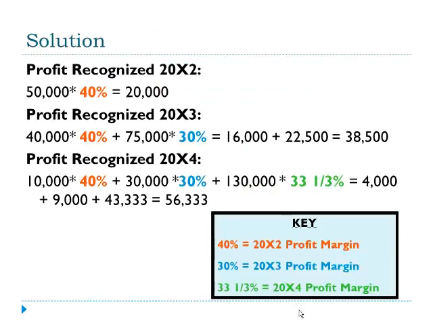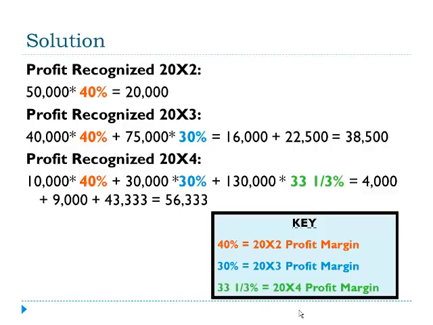Now let's calculate the profit for each year. We're going to be calculating the profit separately for each year. In 2002, all we have are the sales from 2002, in which we received $50,000. 40% of that $50,000 can be recognized in 2002, so we have a gross margin recognized of $20,000.